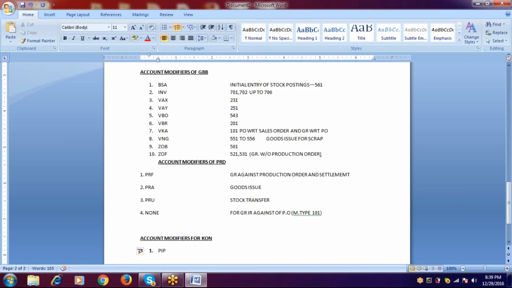Most probably these are things which can be used by the PP people. PIP in the sense of pipeline. Pipeline materials. Pipeline liabilities. And another one is none. This was for the consignment liabilities.